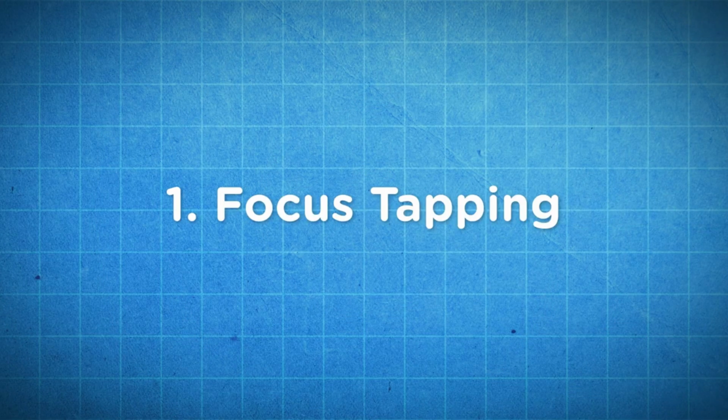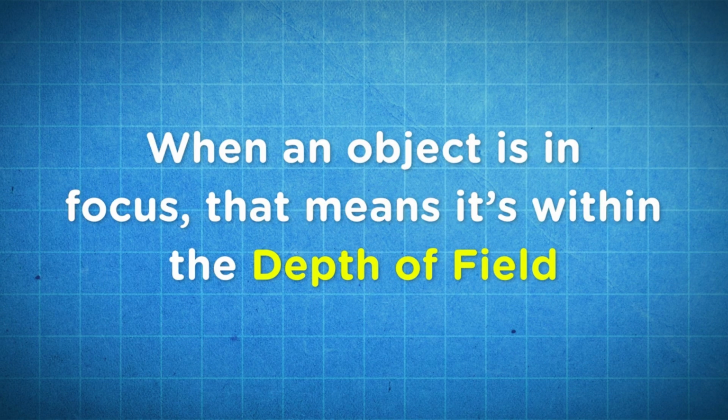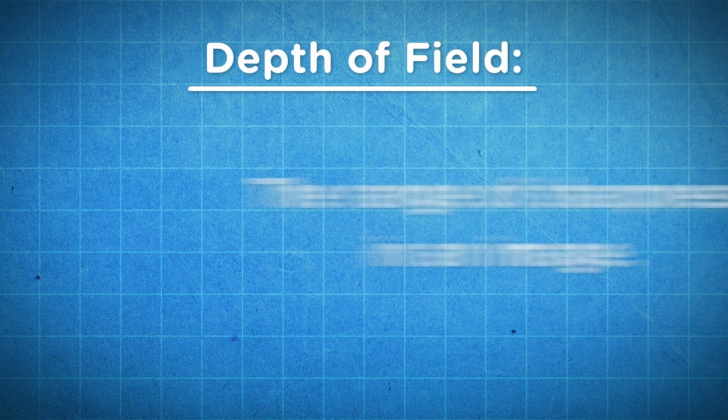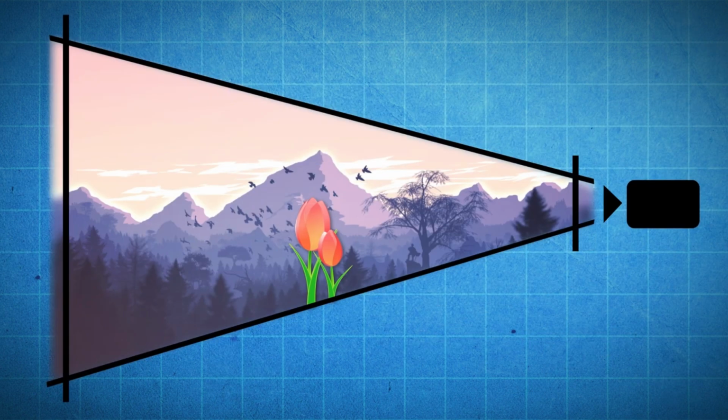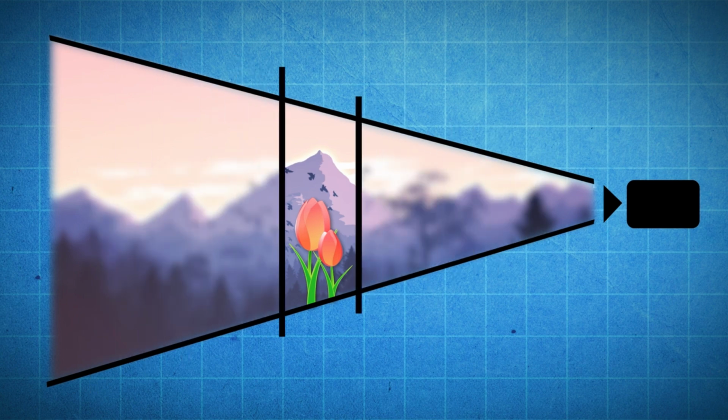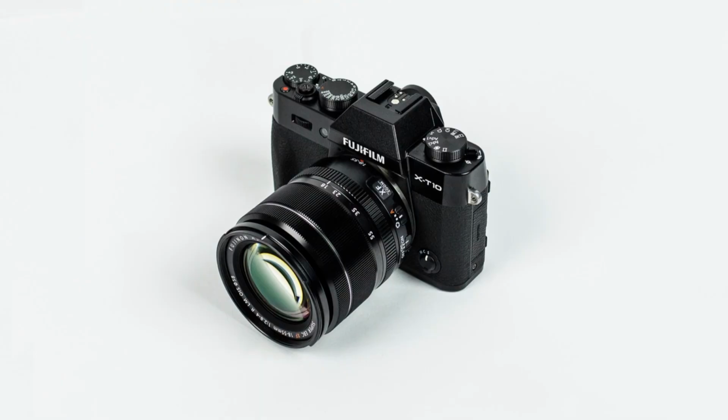First, focus tapping. When an object is in focus, that means it's within the depth of field. And the depth of field is another photography term for the range of sharpness within an image. You can have a large depth of field where everything is in focus, or you can have a small depth of field where one subject is in focus and the background is blurry, much like professional digital cameras nowadays.